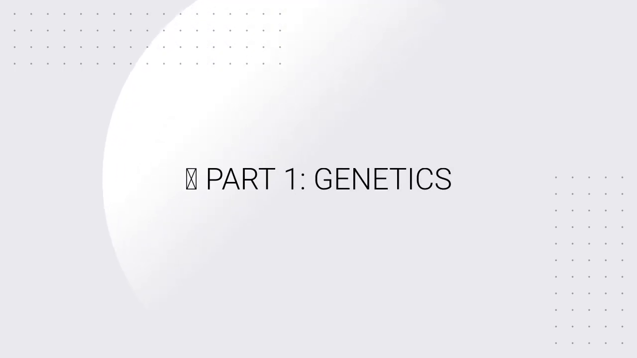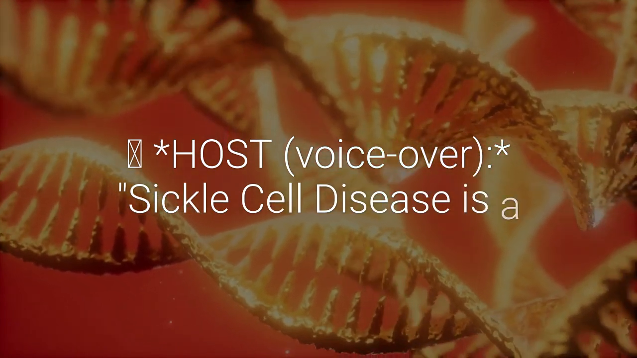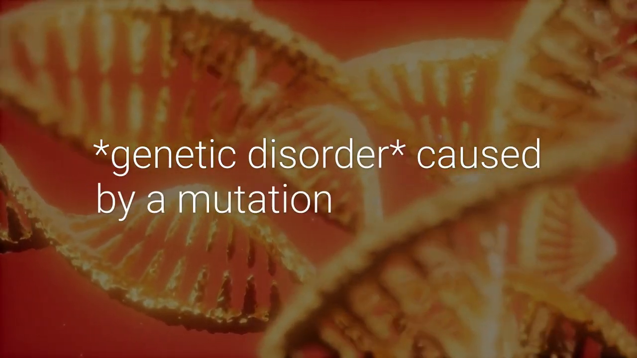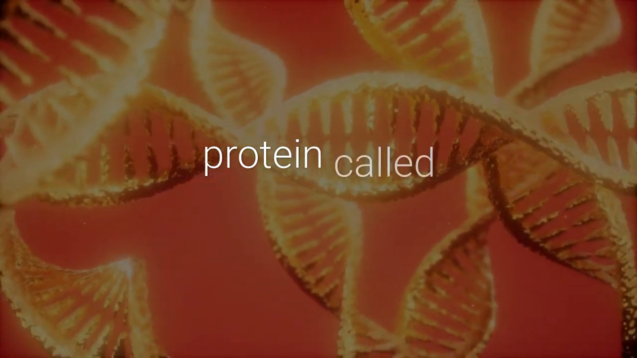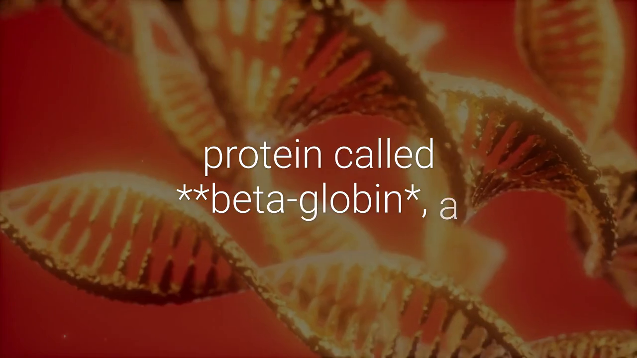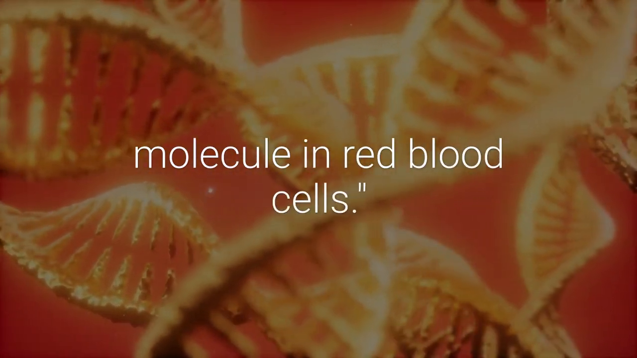Part 1. Genetics. Sickle cell disease is a genetic disorder caused by a mutation in the HBB gene, which provides instructions to make a protein called beta-globin, a component of hemoglobin, the oxygen-carrying molecule in red blood cells.